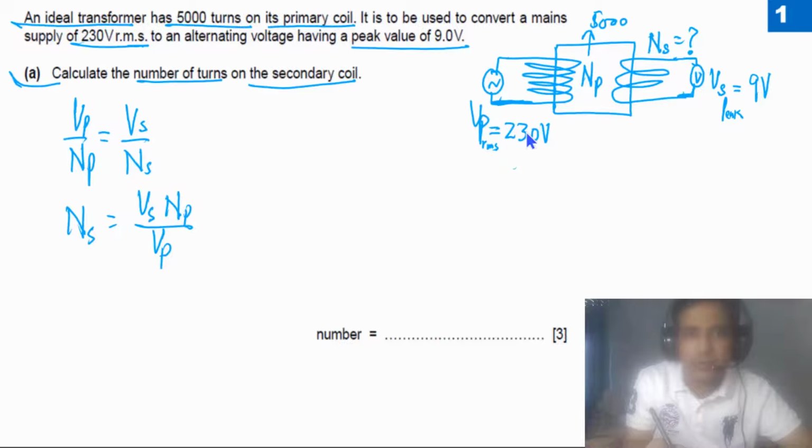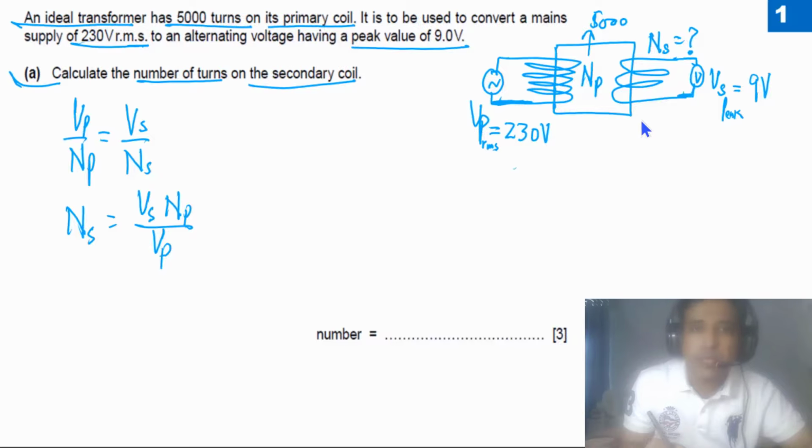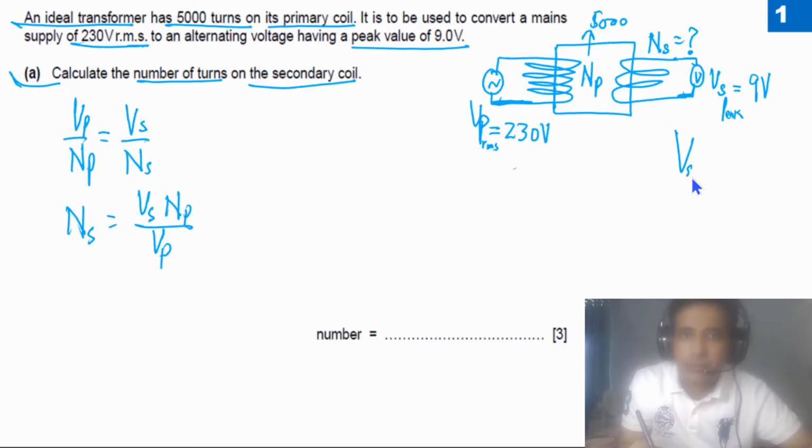Now the problem here is that this value is the RMS value and this is the peak value. So you cannot use two different values. You have to convert this one into RMS. Both of them have to be in RMS, or both of them have to be in peak value. But in this case we will convert into RMS values. So we have V peak, and we can convert this one into VRMS. Simply we need to divide this one by root of 2. So this is the RMS value.